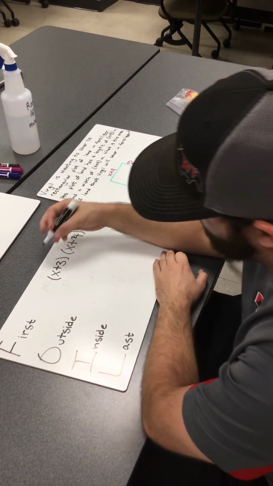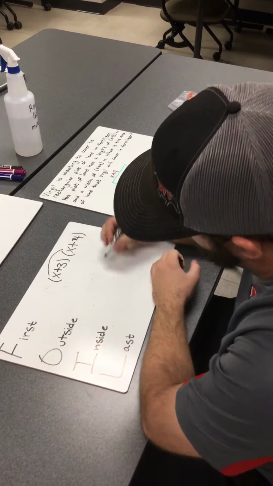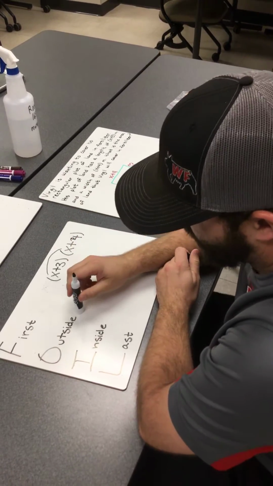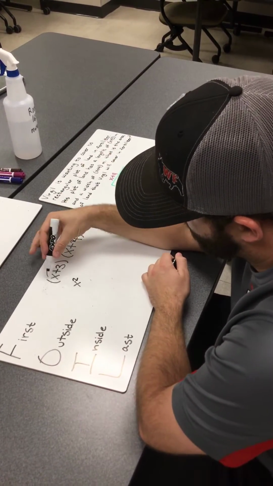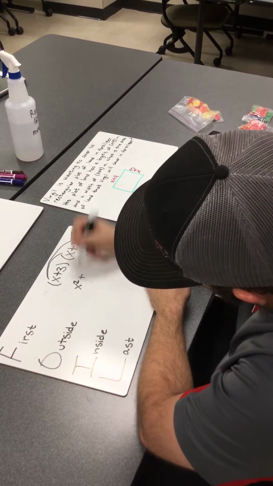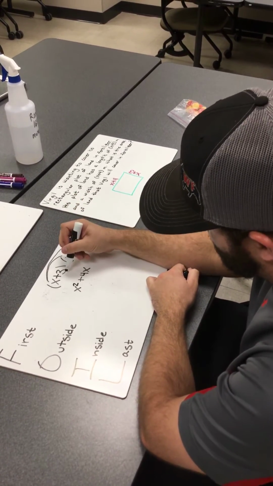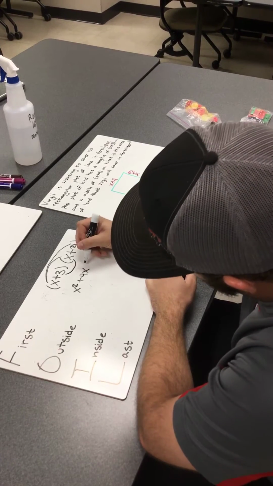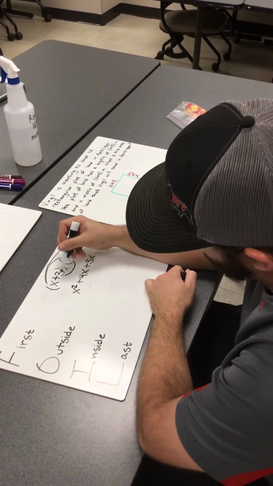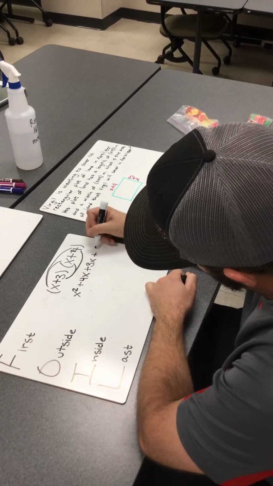So what it means by first is that you take the first term out of each binomial and you're going to multiply them together. So that would give us x squared. The second is the outsides. So you're going to take the two outside terms, multiply those together to get 4x. Then it says inside, so you take the two inside terms, multiply those together to get 3x. And then it says the last, so you take the last term in each binomial and multiply those together to get 12.